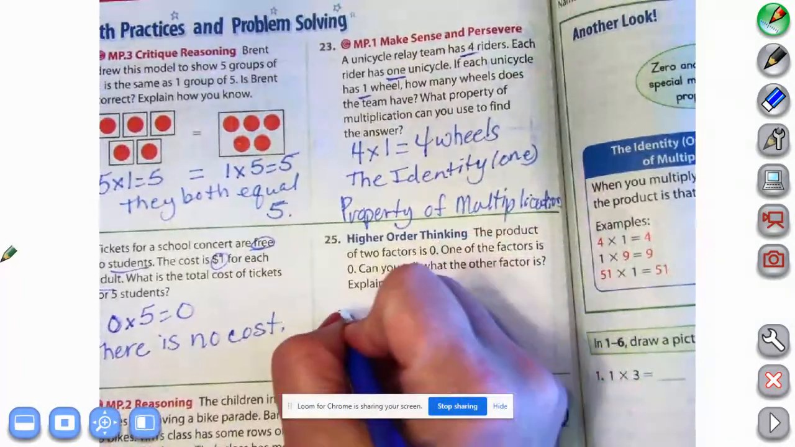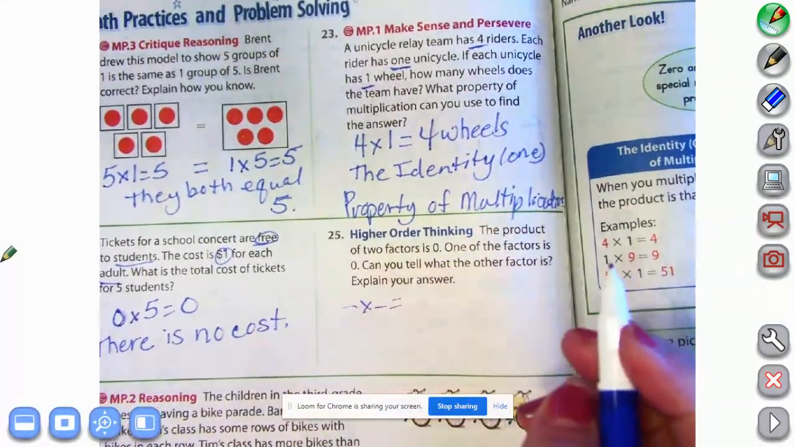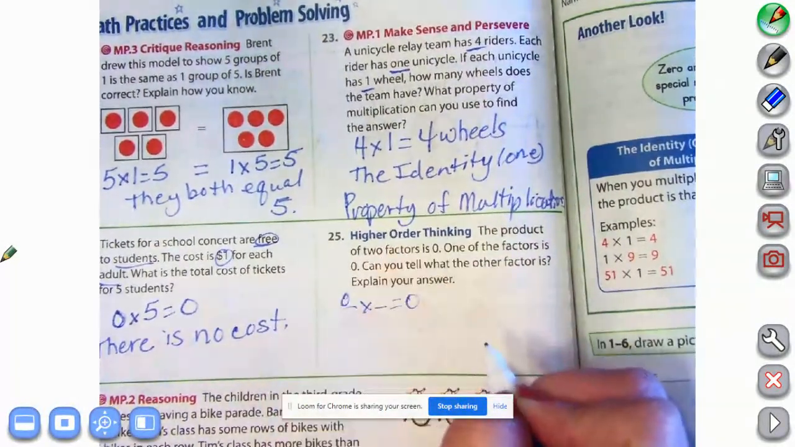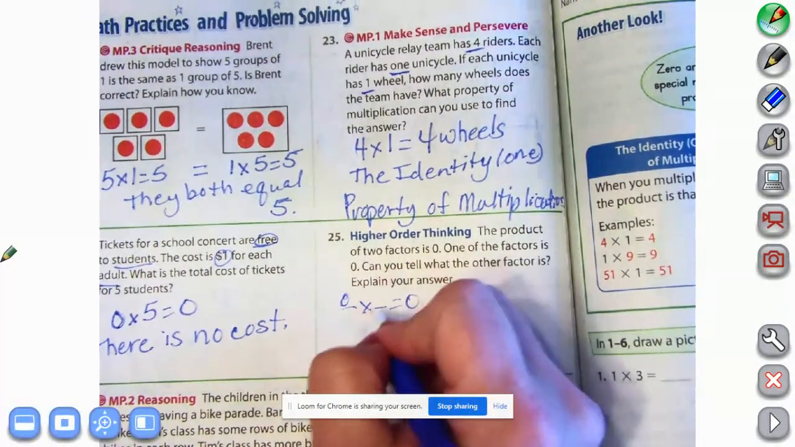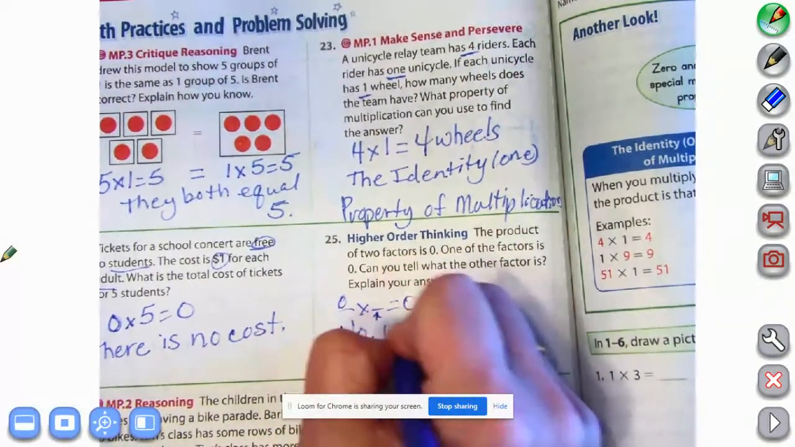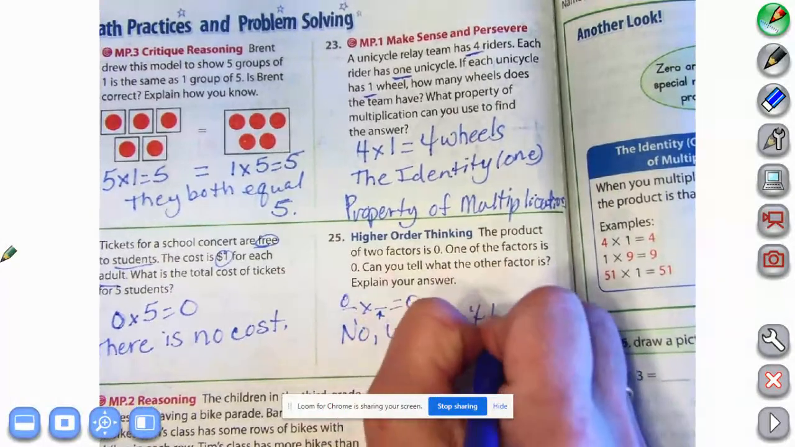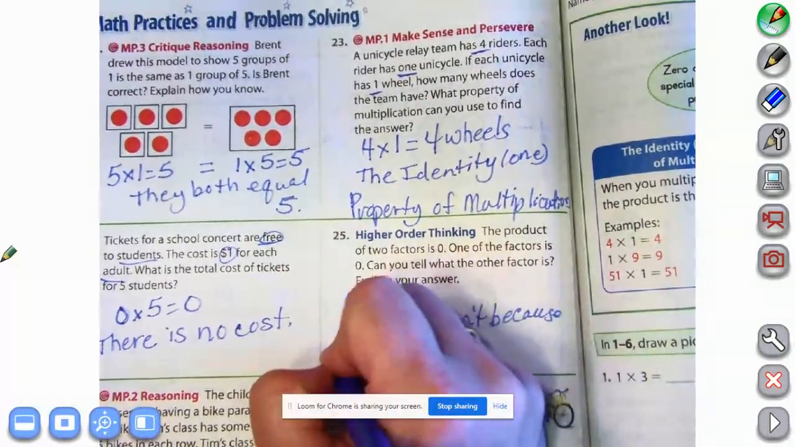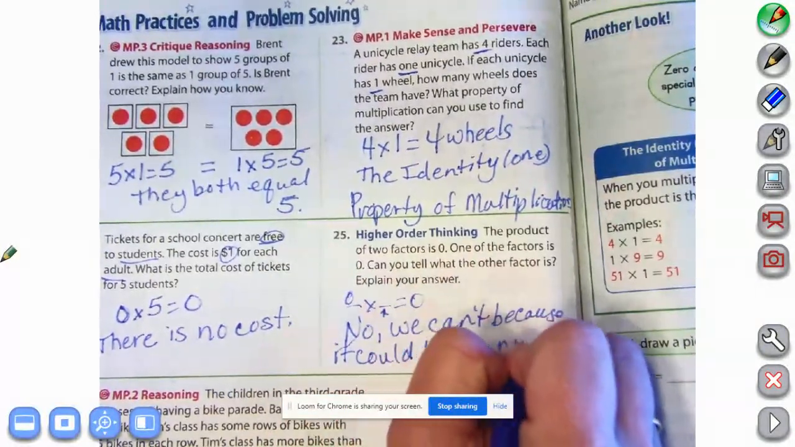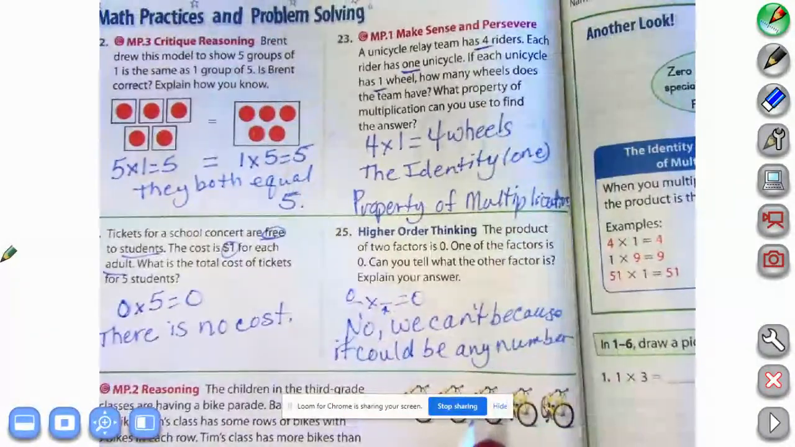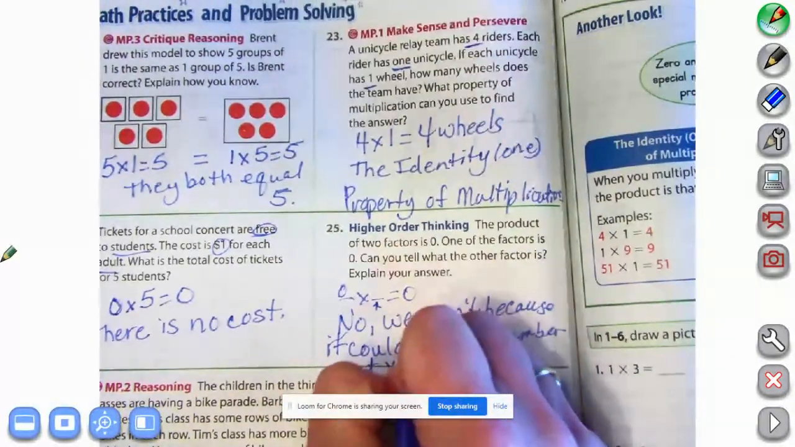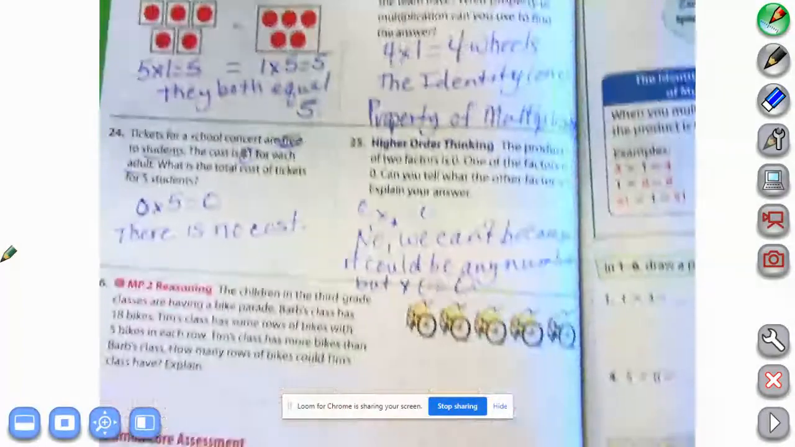Okay, so we have 2 factors, and the product is 0, and one of the factors is 0. So can you tell what the other factor is? Explain your answer. No, we can't, because it could be any number. But any number times 0 will equal 0. There's not a whole lot of room right there.